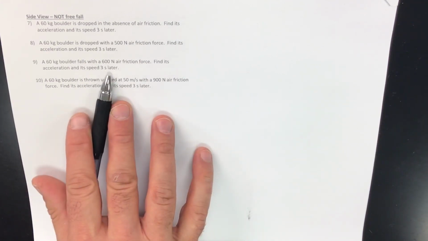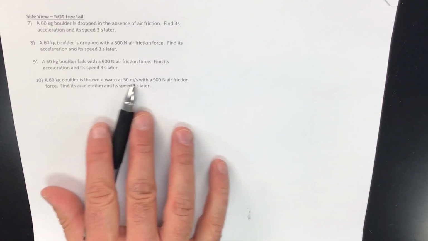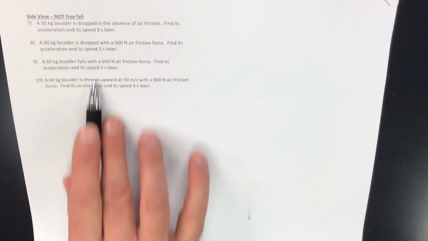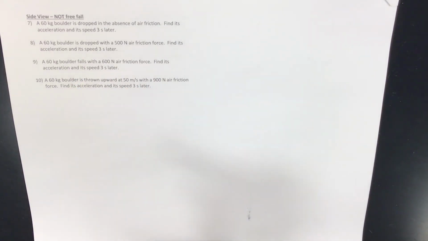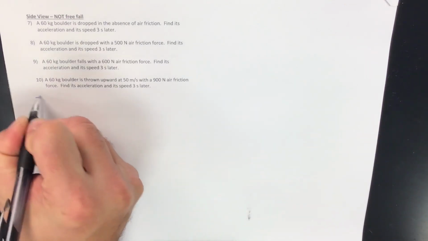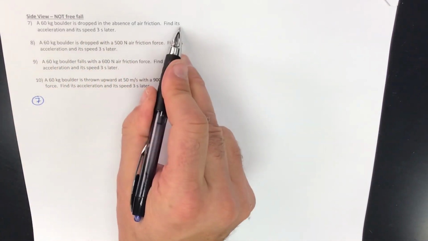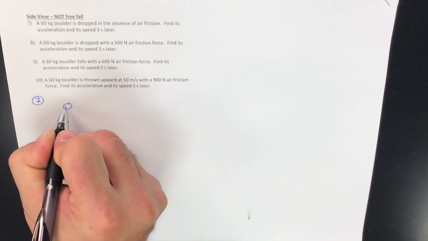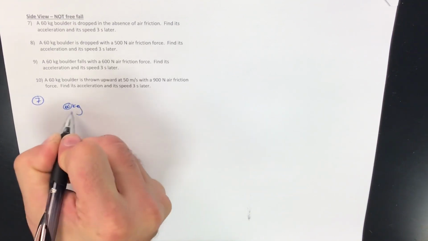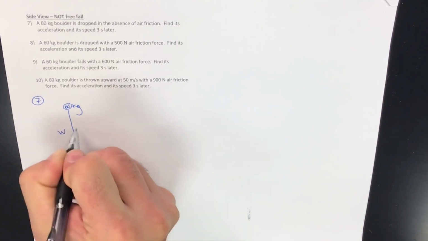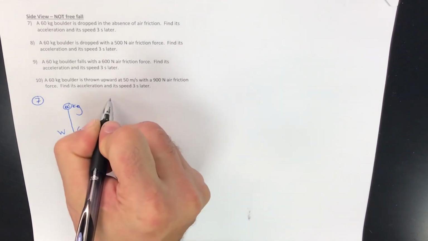Find its acceleration and speed. And this one is thrown upward. So these are all vertical problems. Keep in mind that the weight does exist. So number 7, we start with that. 60 kilogram boulder dropped in the absence of air friction. 60 kilograms dropped, weight 600 newtons.